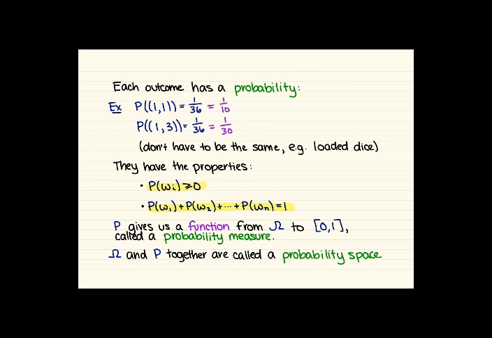When we put omega and P together, so the sample space with the probability measure, that's called a probability space. And that's sort of our basic framework for working with probability, is like our starting point is a probability space.